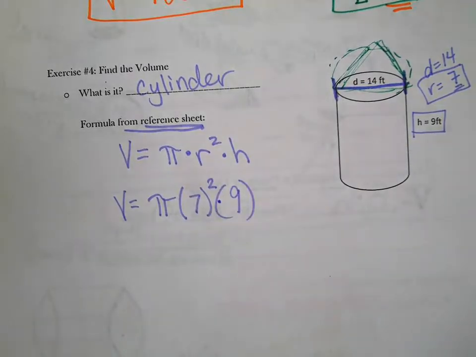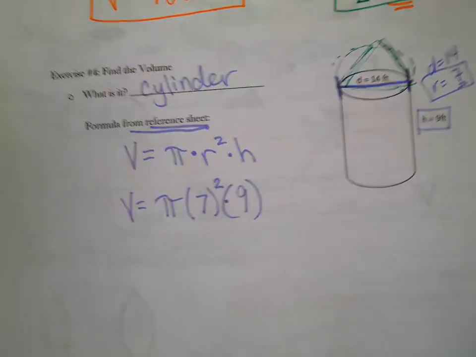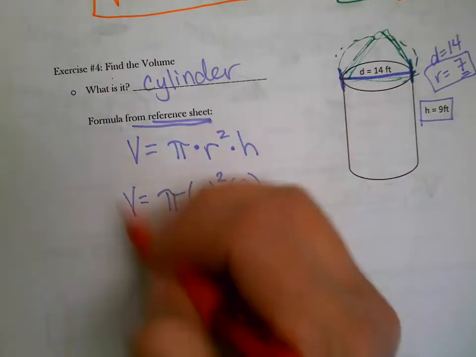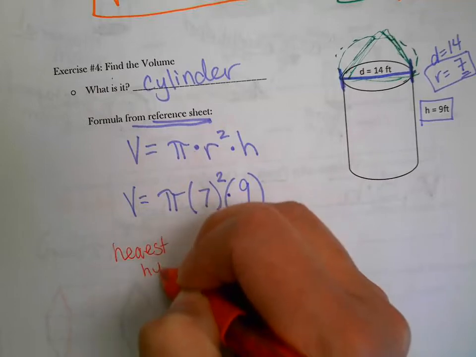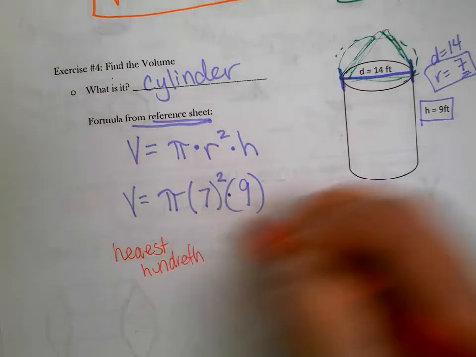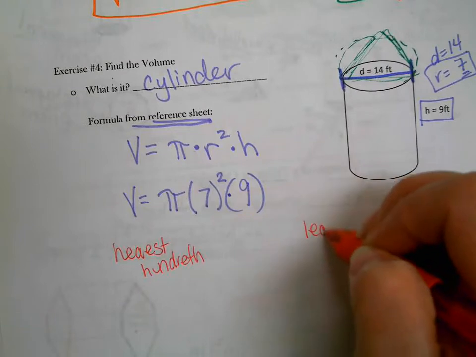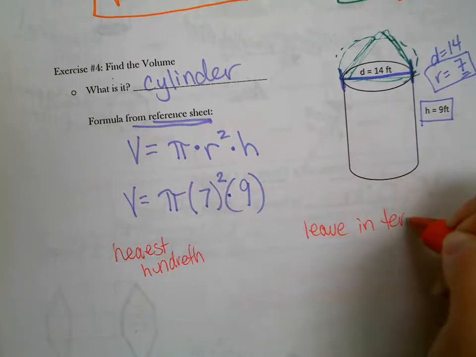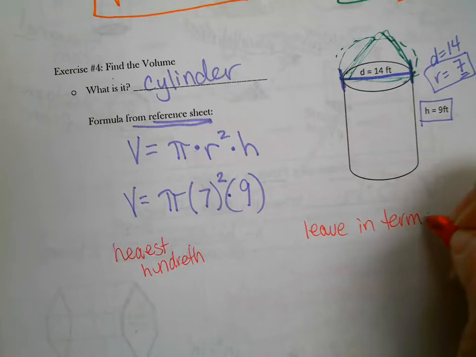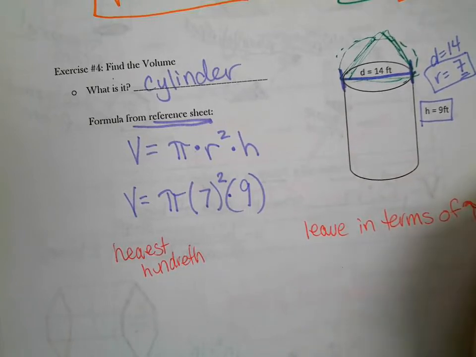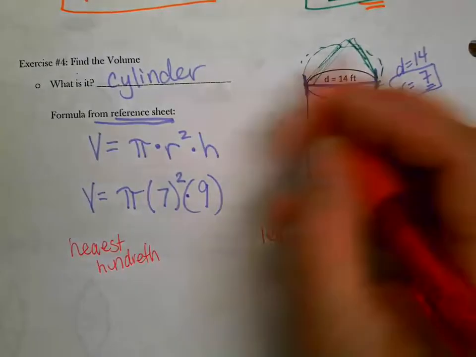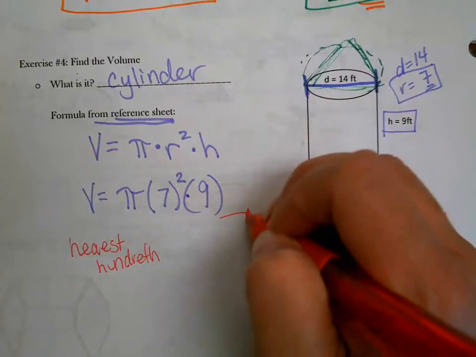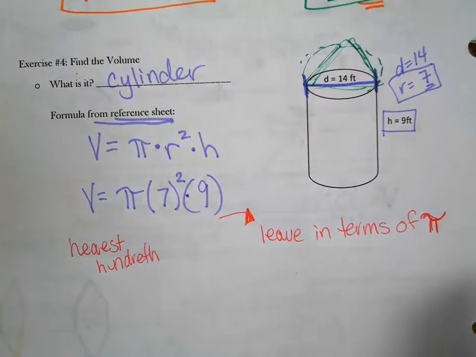Now there's 2 ways we're going to format this answer. Okay? We are going to round our answer to the nearest hundredth, and we're going to leave it in terms of pi. So pi we kind of treat like a variable, like an x, okay? So I'm going to start with that, leaving in terms of pi first. Should have done these in reverse order, but that's okay.